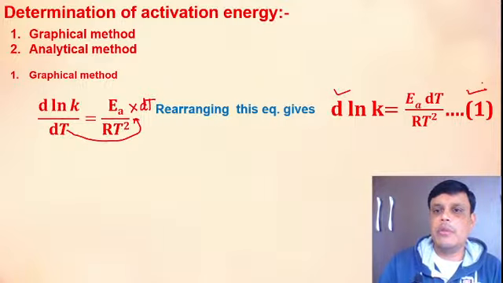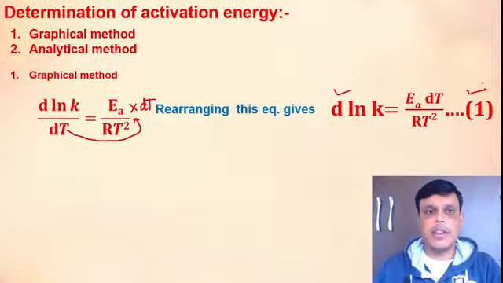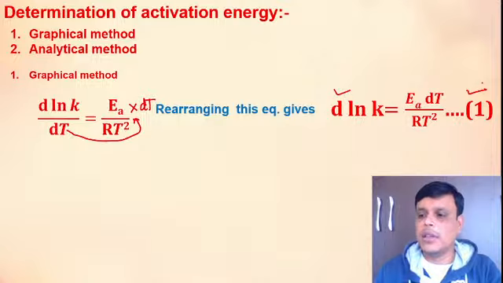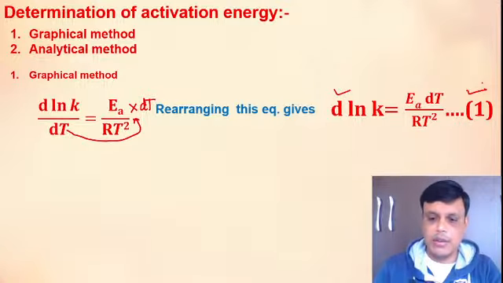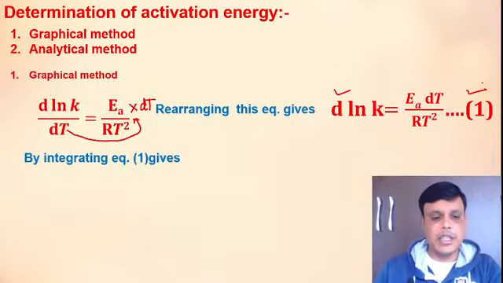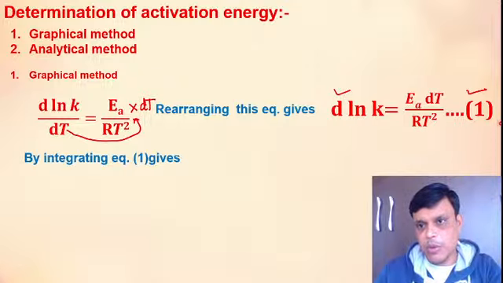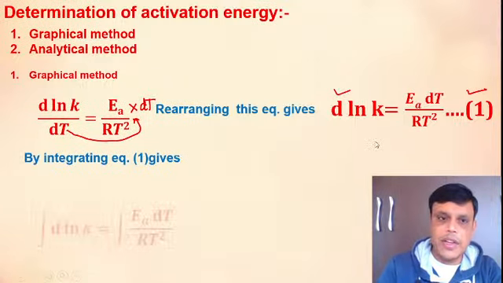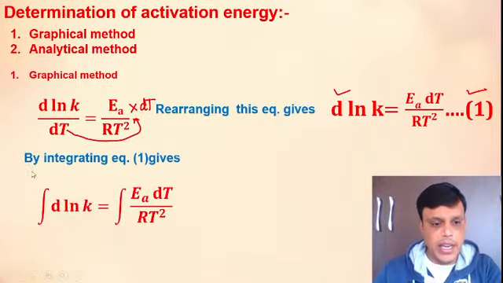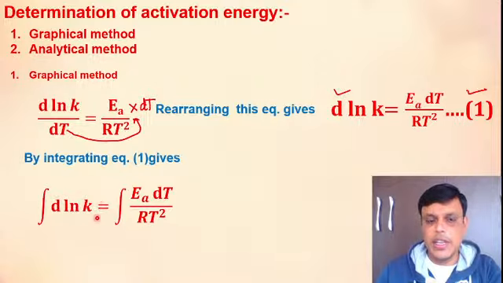So we have this equation after rearranging your Arrhenius equation. Okay, then now we'll integrate this equation. Now we'll integrate equation number 1, and after integrating we will get the integration of dlnk equal to the integration of Ea into dt divided by RT square.